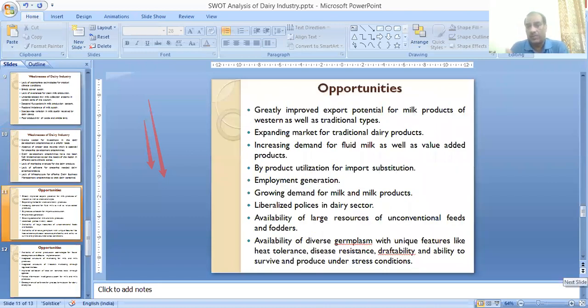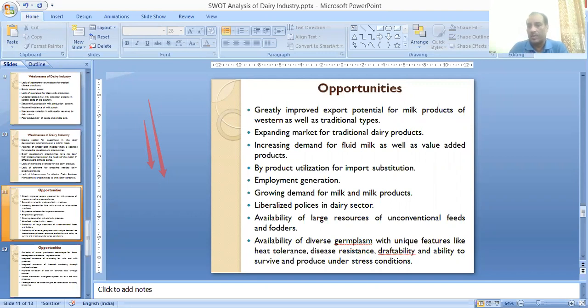And then opportunities, you are very much aware that there are great, enormous opportunities. The scenario has changed, globalization has come up. So greatly improved export potential for milk products of Western as well as traditional aspects. We can go for exporting our milk products by producing conforming quality products, maintaining the standards and quality of the products. Then expanding market for traditional dairy products. The market for traditional dairy products is expanding day by day. Sweets and different kinds of products are in demand. Increasing demand for fluid milk as well as value-added products. We still consume liquid milk, so there is a great demand for fluid milk itself, and then value-added products like paneer and sweets. So their demand is increasing.